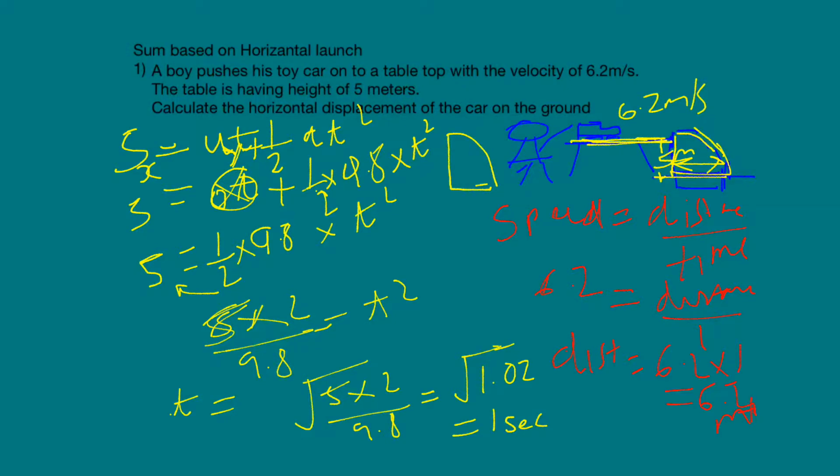So this is the distance we have calculated, how far from the table it fell. So we got 6.2 meters as the distance.